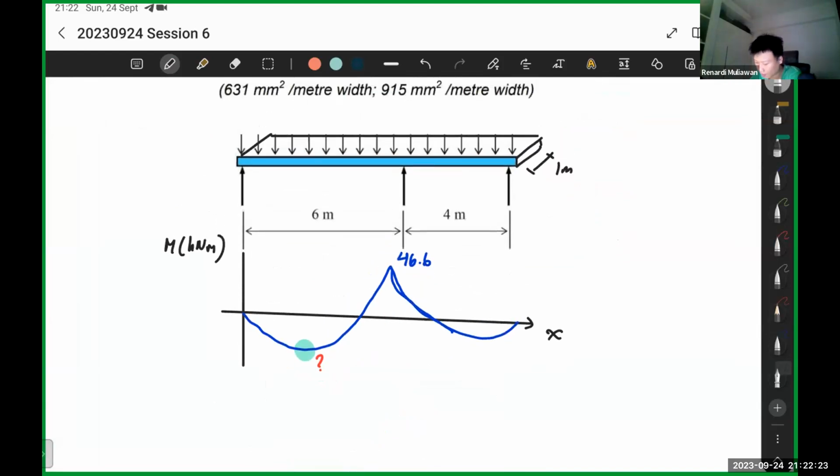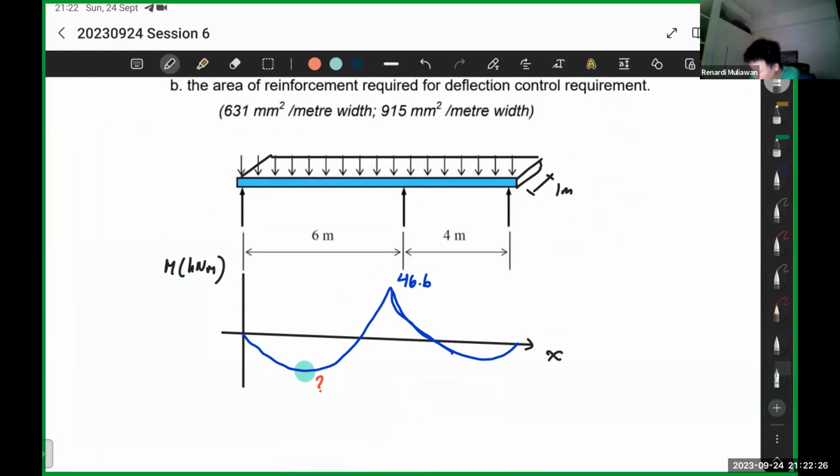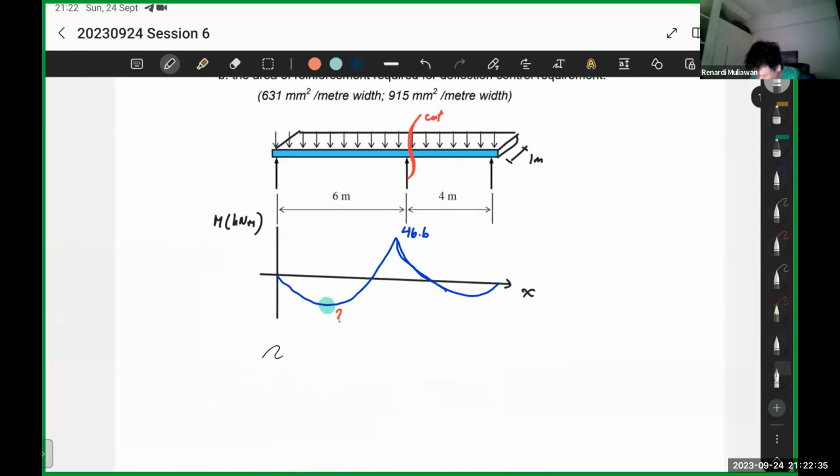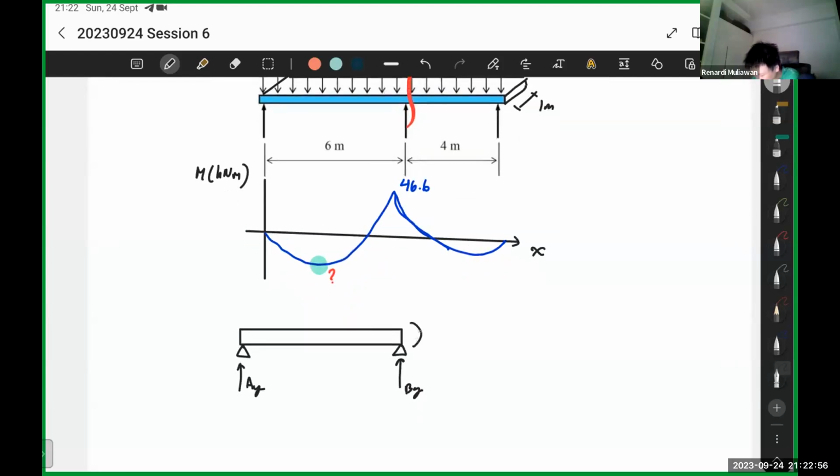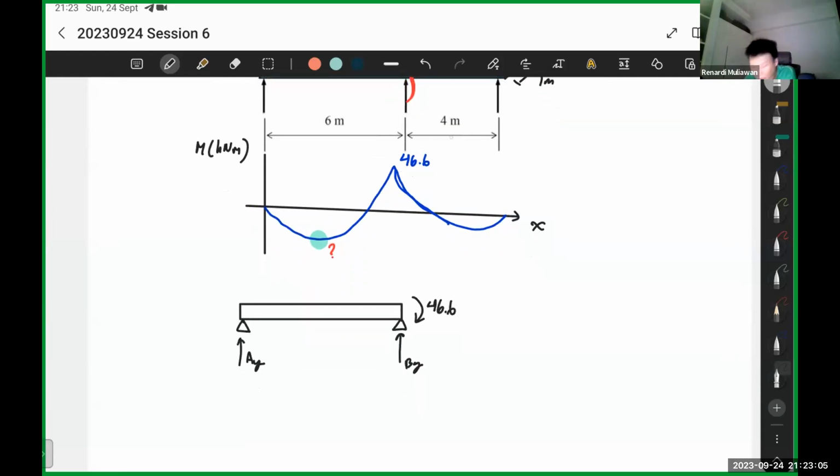free body diagram. Imagine cutting the slab here. So what you will have is the slab like this, then you have two supports. Let's say this is AY, this is BY. Then you cut here, and you have the 46.6. At the support, the moment will be hogging, so the hogging moment is actually like this. This one is 46.6, again from the BMD.